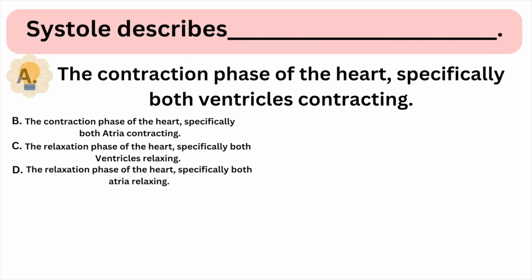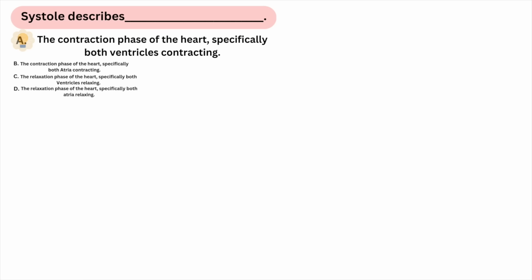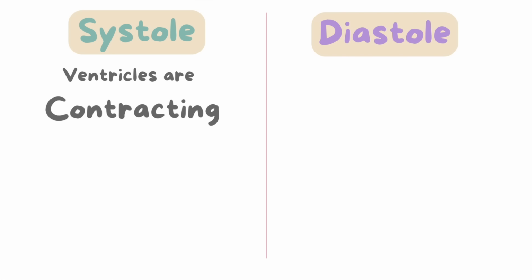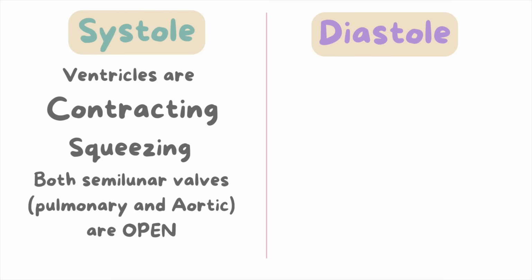Our answer here is A, the contraction phase of the heart, specifically both ventricles contracting. So we have two major phases of a heartbeat. One phase is called systole and the other is diastole. During systole, the ventricles contract and squeeze together, pushing blood upwards towards the pulmonary artery and the aorta. During this time, both the semilunar valves are open.